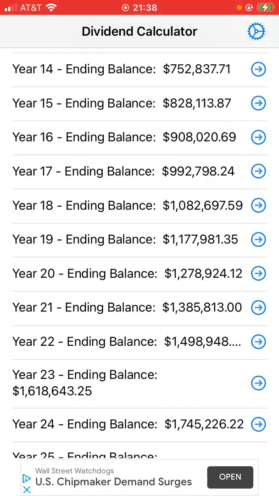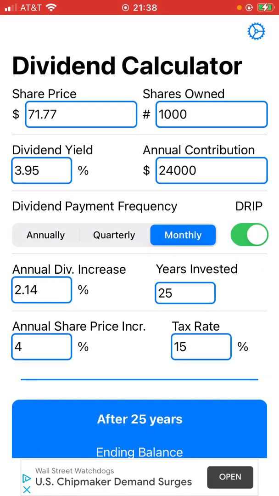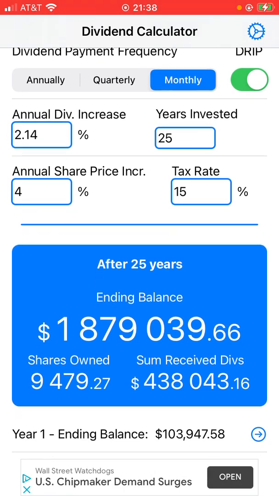It's amazing. And then if this was in a tax-free account, just imagine the amazing amount of money that you would have accumulated and earned. So, anyway, this is the review of the dividend calculator.